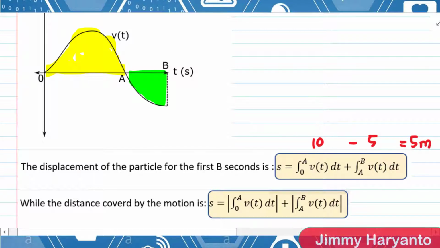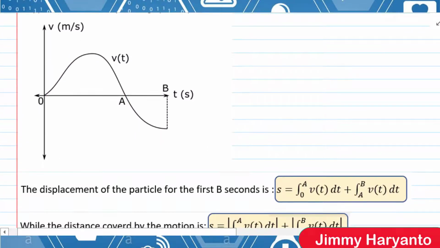But for the distance, if the yellow one is 10 and the second one is negative 5, you have to calculate the absolute value first. So it will be 10 plus 5, not negative 5. It will be 15 meters. That is the difference between the displacement and the distance in this velocity-time graph.